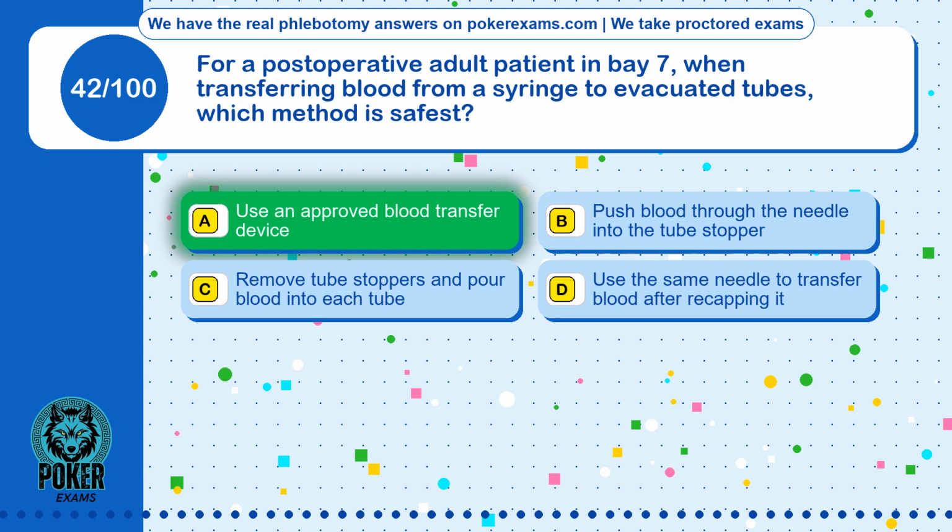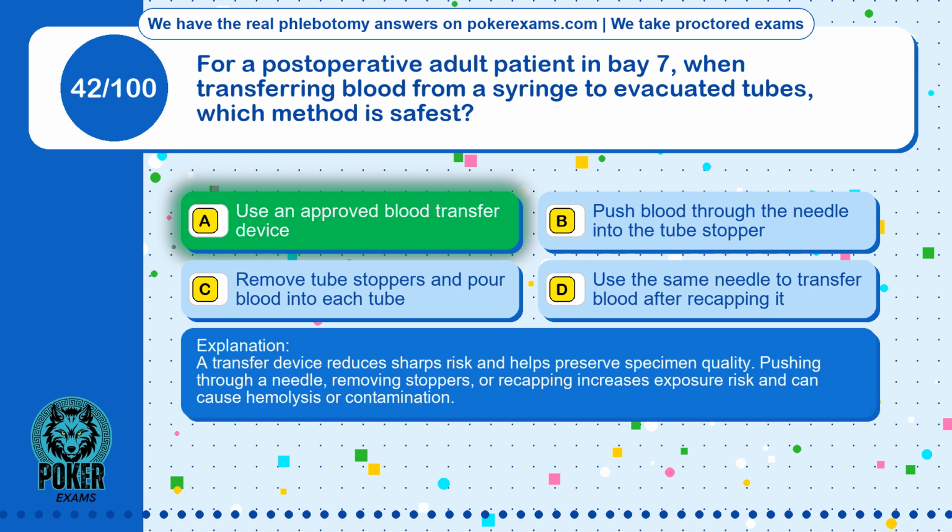The correct answer is option A. Use an approved blood transfer device. A transfer device reduces sharps risk and helps preserve specimen quality. Pushing through a needle, removing stoppers, or recapping increases exposure risk and can cause hemolysis or contamination.